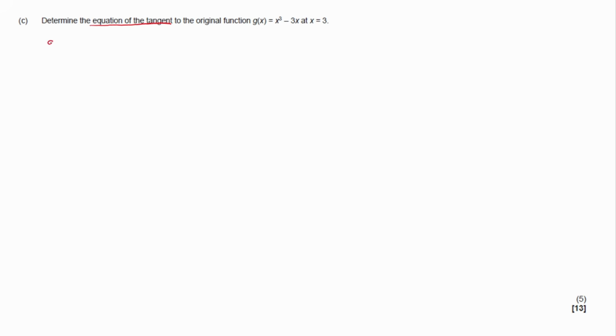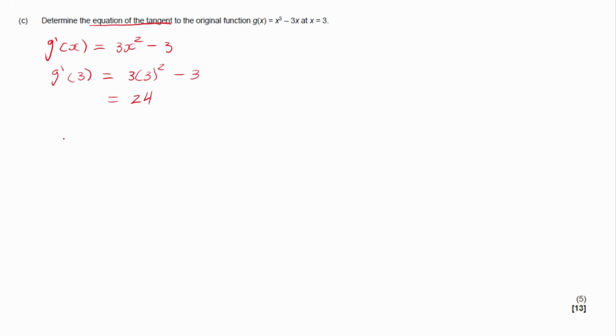So let's start off with the gradient. We're going to have to evaluate g prime of x because that gives us the gradient of the tangent. If you remember, g prime of x is 3x squared minus 3. But we need to find g prime of x at x is equal to 3. So we just substitute 3 in here for x. When we do that, we get that our gradient is equal to 24.